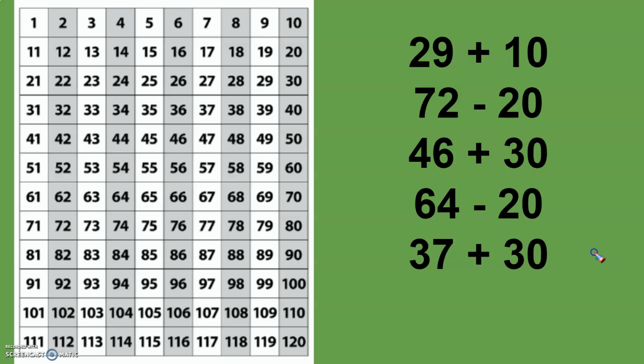I know you can do it, All Stars. I believe in you. Don't forget what we've talked about as we talk about using our number chart to help us add bigger numbers and subtract bigger numbers. You can do it. Off you go.